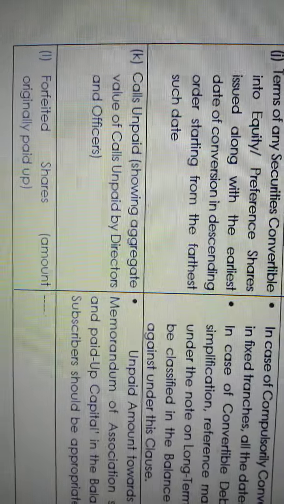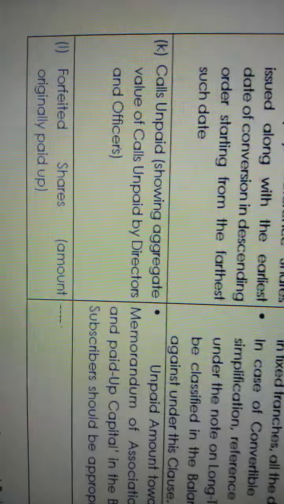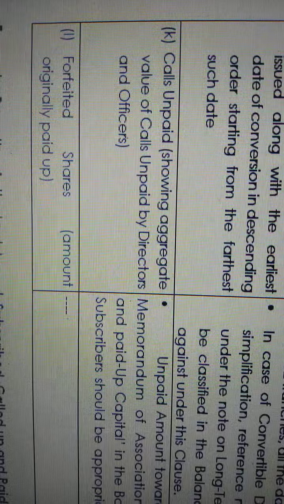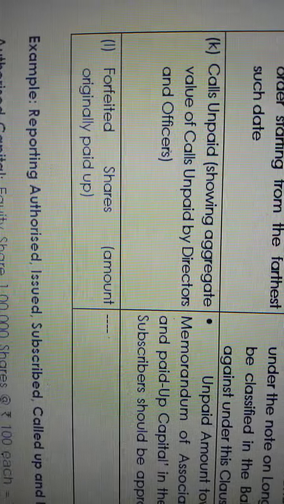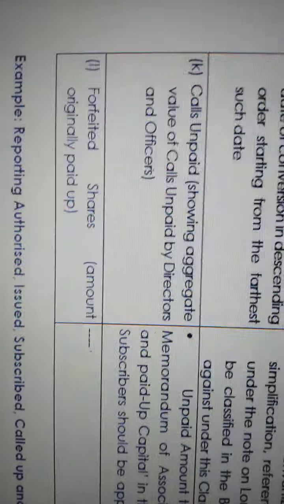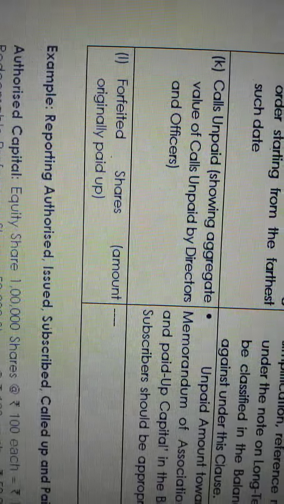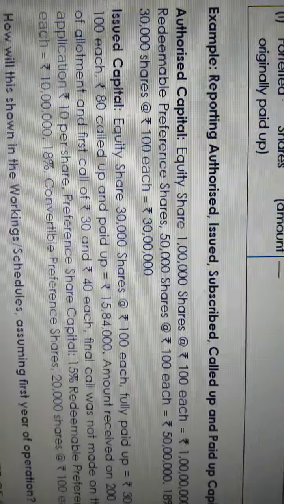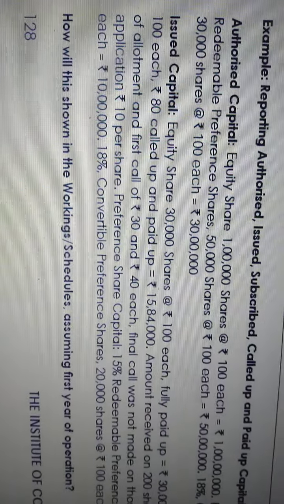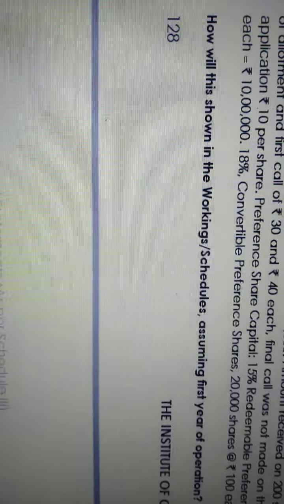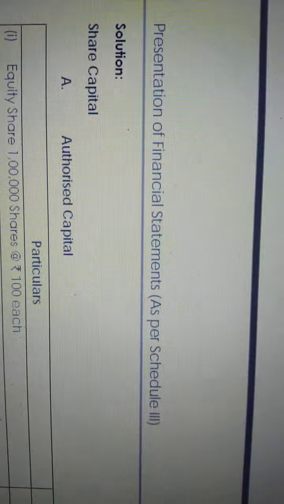Finally I have to give calls unpaid. How much is unpaid, that also I have to give. And also forfeited shares, how much is cancelled due to some reason, that also I have to present. So there is one example also, you please go through that, a very easy example. Here they have given the presentation, just go through.